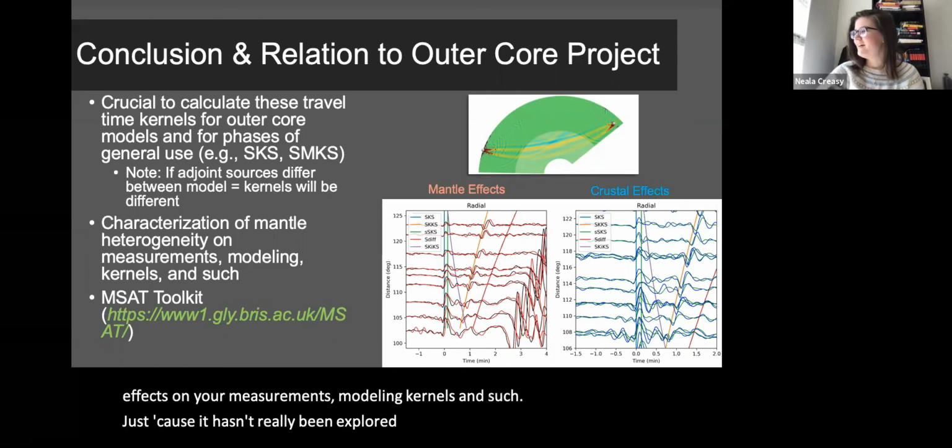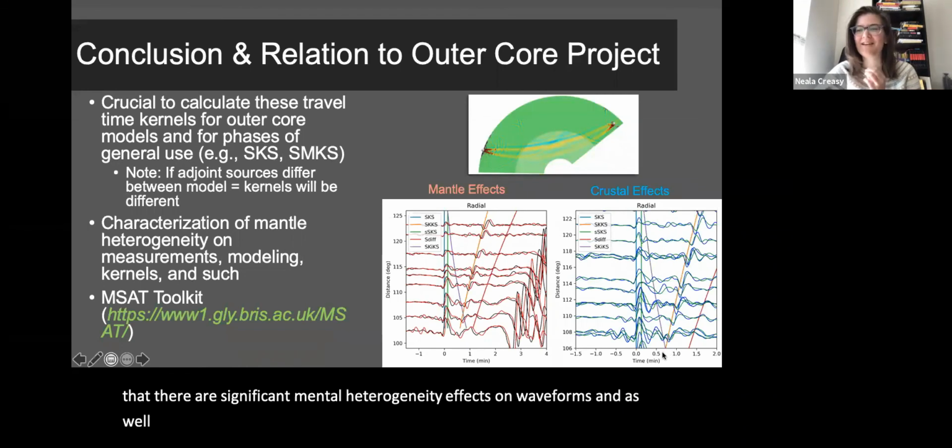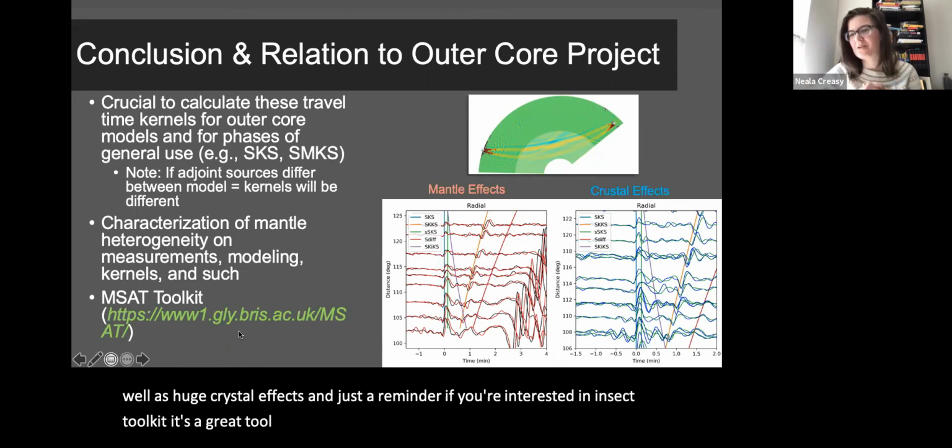I showed that there are significant mantle heterogeneity effects on waveforms, as well as huge crustal effects. And just a reminder, if you're interested in the Insight Toolkit, it's a great toolkit to visualize anisotropy.